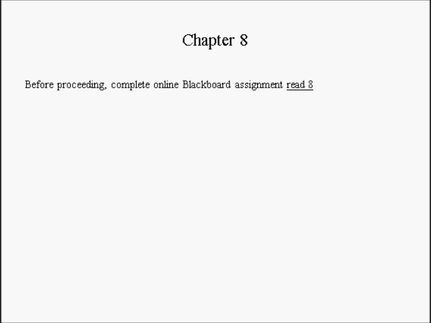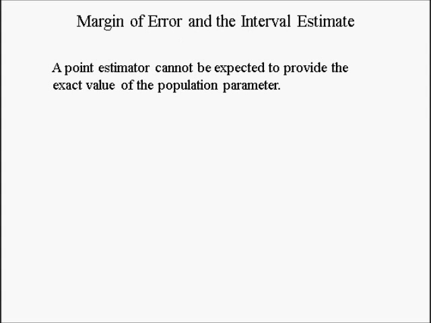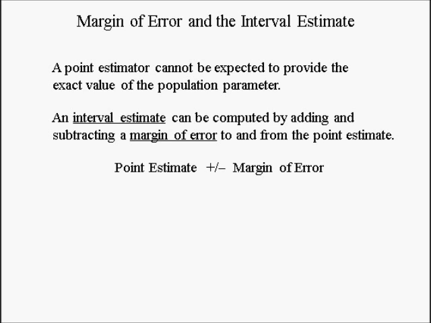The population mean is either in this interval or it is not. Thus, the probability that it is in this interval is either 1 or 0. If the confidence interval was constructed with 95% confidence, we can say that we are 95% confident that the interval contains the population mean. A point estimator cannot be expected to provide the exact value of the population parameter. The probability that the sample mean equals the population mean is 0.